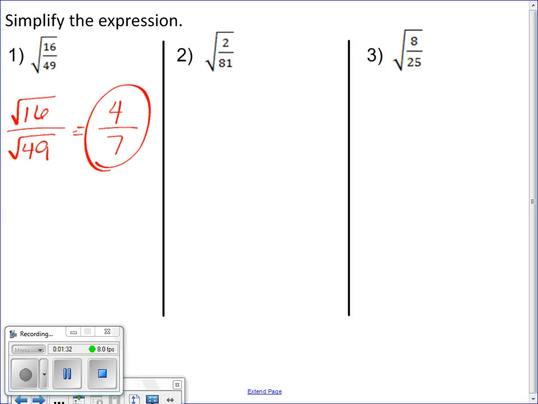All right, number 2, I see a big giant radical, split it apart. Radical 2 over radical 81.